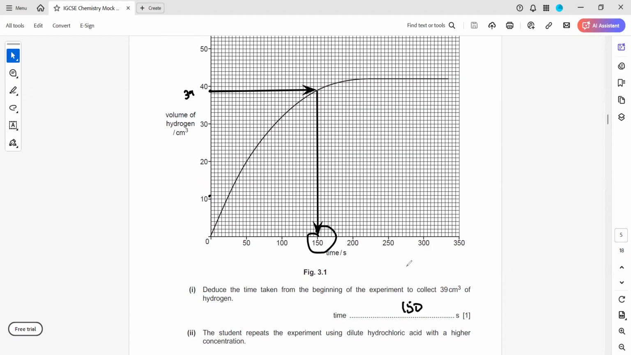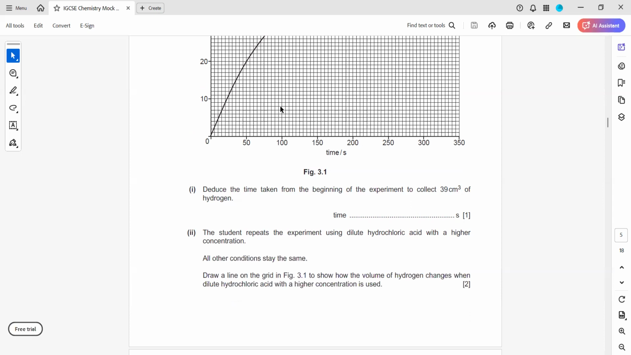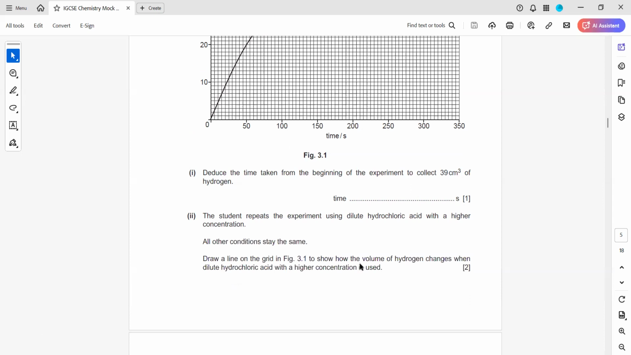In the mark scheme, is there like a range? No, exact number is there. Exact 150 is there. No range for discussion. Because it's specific, like at 39, it is 150. No range is there. It's an exact answer.